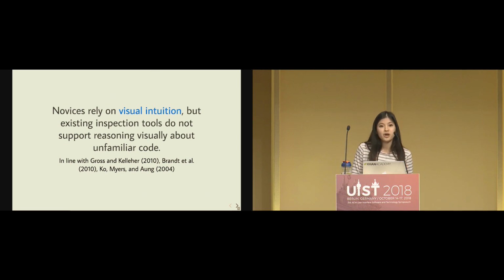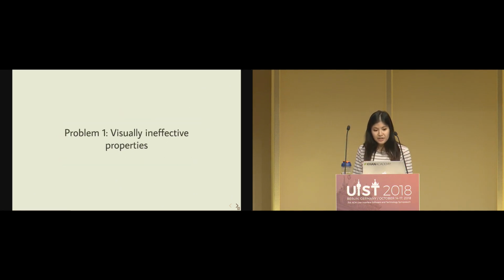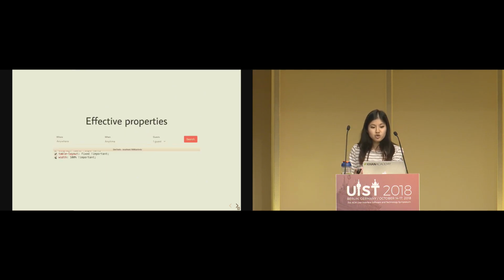So in this talk, I want to talk about 2 specific obstacles that we found from need finding in the context of web inspection. The first is something we call visually ineffective properties. If you've used Chrome Developer Tools before, you know that you can click a property to toggle it on and off, and it reflects the results live on the page.